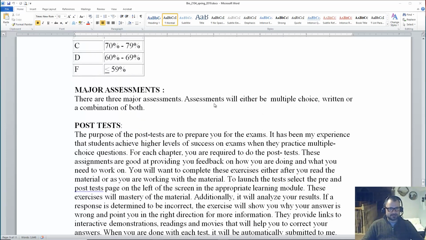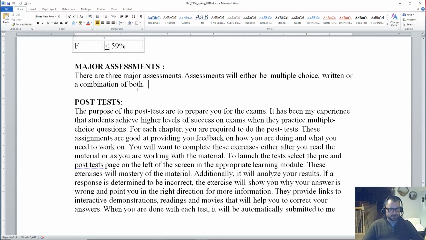And these next sections are just an explanation of what each of the types of assignments are. These are going to be multiple choice assessments. Sometimes I do give some written stuff, but I've cut most of those out for the most part. Most of the assessments that I've done lately in the past years have all been just multiple choice.